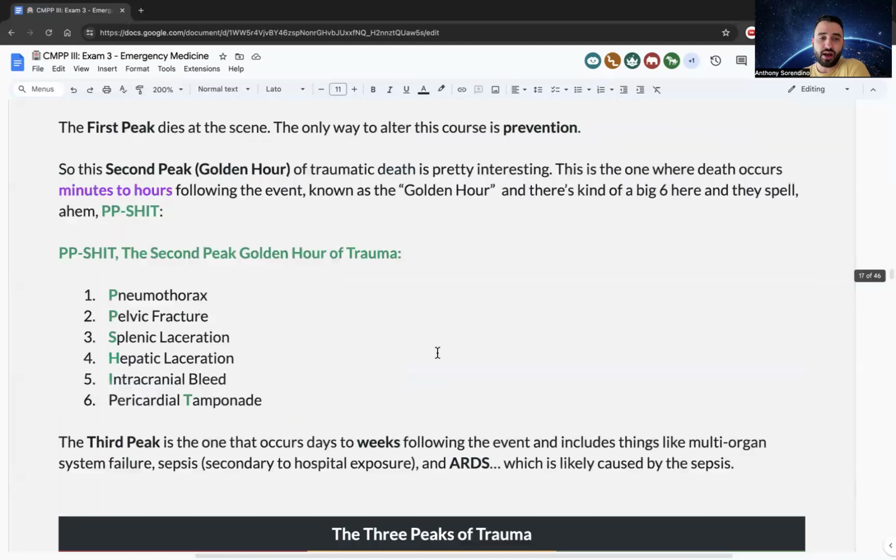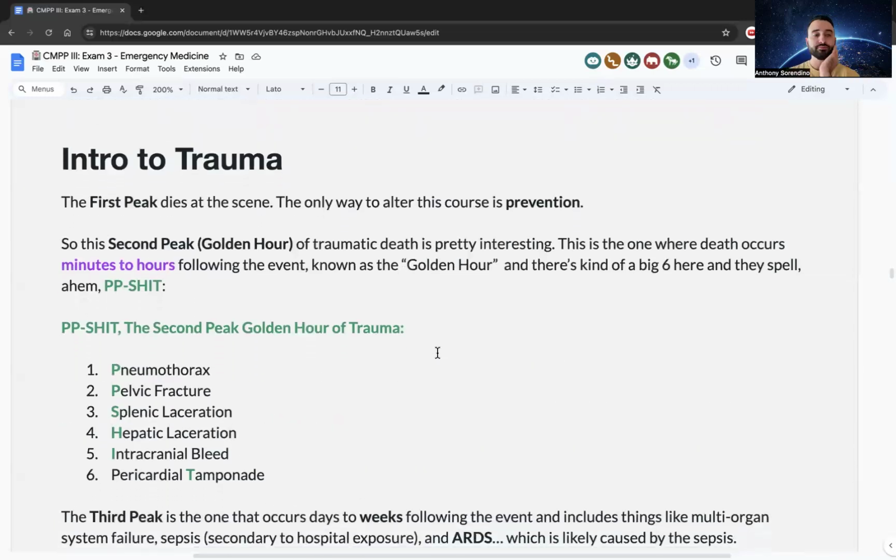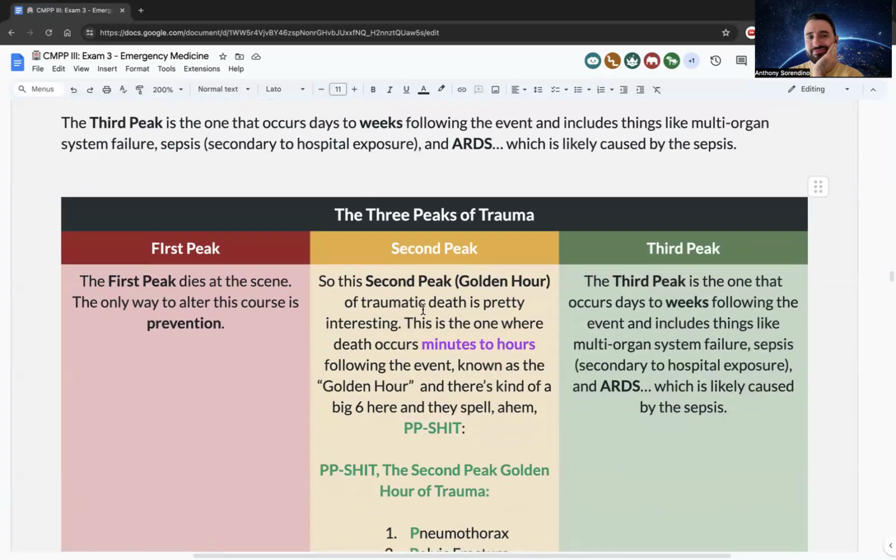All right, let's talk about trauma, and then we'll get into like the really fun stuff. So they talk about these 3 peaks of trauma. The first one is just the patient dies at the scene. The only thing you could do with this is prevention. So there could be a question that says, what do speed limits or seatbelt laws, what peak of trauma are they trying to prevent? That's going to be the first peak.